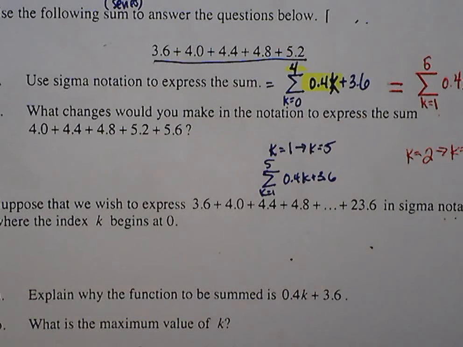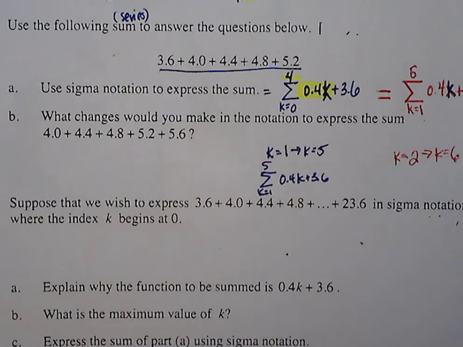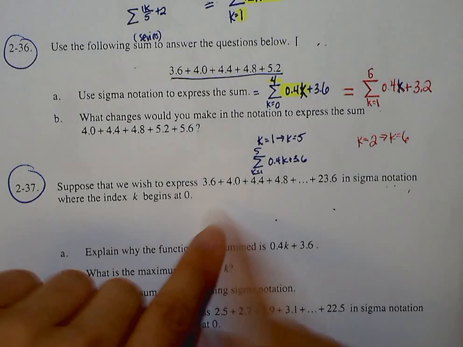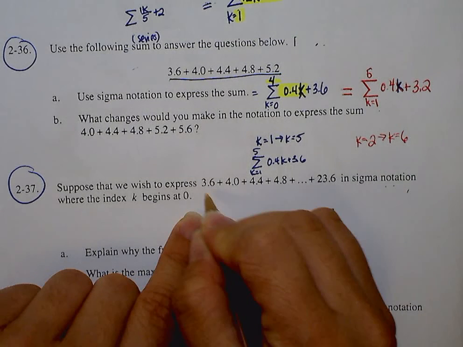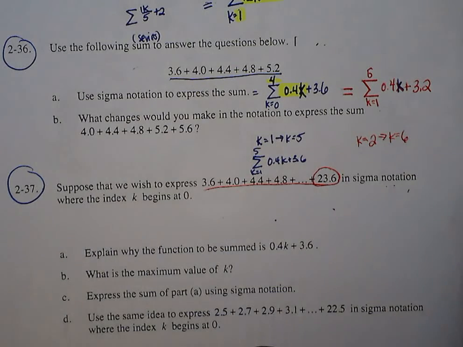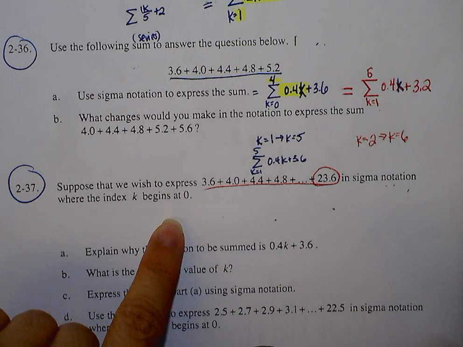Now, let's talk about the second one. Suppose that you want to express this. What makes this different? This one goes all the way to 23.6. But we're beginning at 0. Okay?